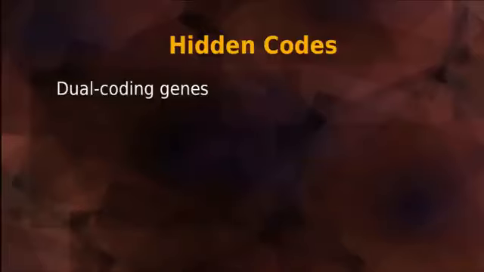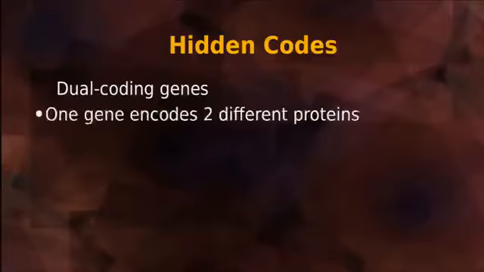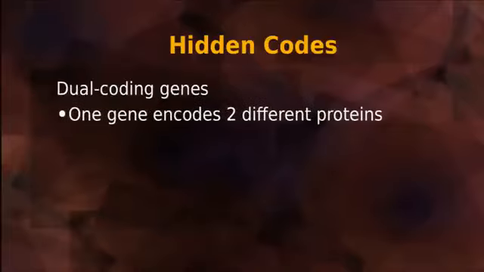Now, the last hidden code I want to talk about that we sort of know of today, there's probably a lot more we're going to find, and that is something called dual coding genes. Now, this totally goes against everything I learned in college and graduate school, because we always learned that one gene equals one protein. That's the way it goes. As it turns out, that's not really true, because some genes will encode more than one protein. They'll encode two, and there's probably some that encode more, but we haven't found those as of yet.